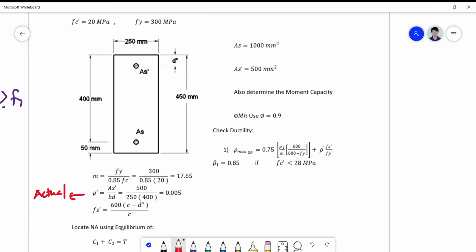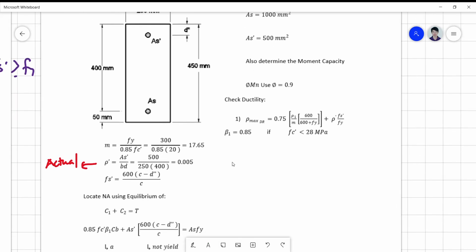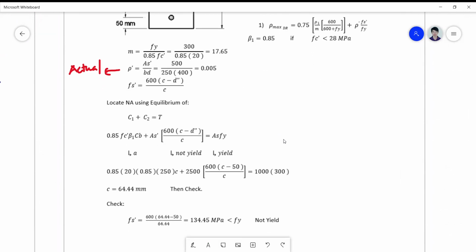The problem is we don't have any value of c yet. So we have to locate the neutral axis using the equilibrium condition. How do you locate the neutral axis? You just use the couple: C is equal to T, where C is equal to C1 plus C2. So that is 0.85 f'c beta 1 c b plus As prime fs prime, is equal to As fy.